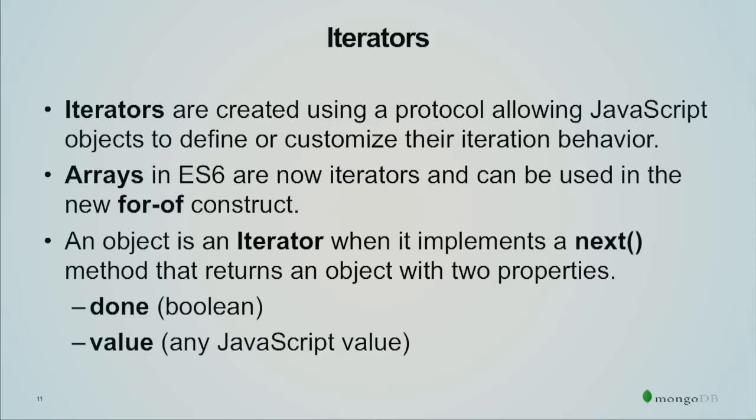Arrays are actually now proper iterators, and that's maps as well. So you can actually do for-of, and you get that behavior that you always wanted with for-in. And you can define your own type of iterators. If you have an object, you just have to define an implicit protocol which is returning an object that has a done value, which specifies if the iterator has finished or still has values, and a value field that actually has the JavaScript value. And this you pass back in a function called next.